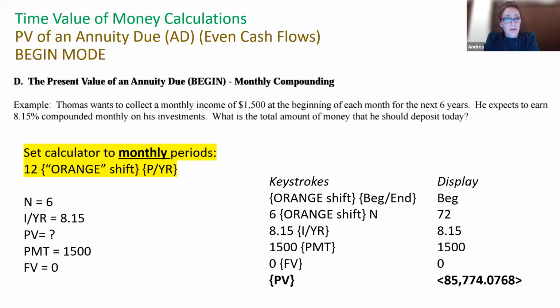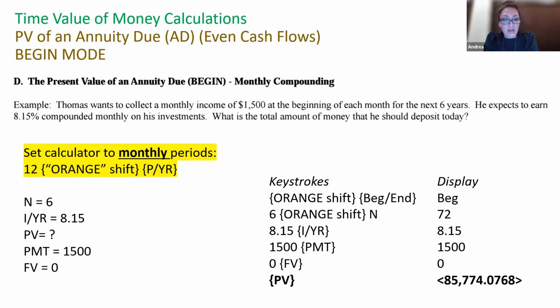It's again present value of annuity due, but we're going to do monthly compounding. Thomas wants to collect a monthly income of $1,500 at the beginning of each month for the next 6 years. He expects to earn 8.15% compounded monthly on his investments. What is the total amount of money he should deposit today?